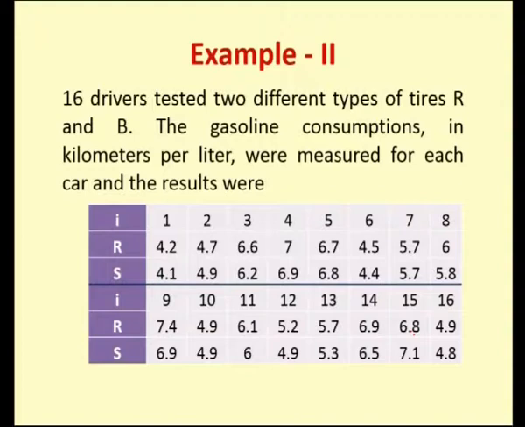Next, we will go to example 2. This is for a 2 sample test. So, 16 drivers tested 2 different types of tires R and S. The gasoline consumptions in kilometers per liter were measured for each car, and the results are given in the form of the table, where totally starting from 1 you have got 16 observations. R value, that is tire R, tire S is given, the values are given for 16 observations.